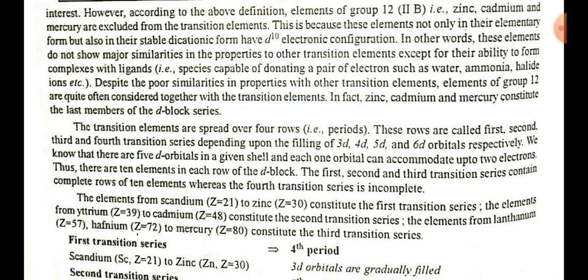We know that there are 5 d orbitals in a given shell, and each orbital can accommodate up to 2 electrons. Thus, there are 10 elements in each row of the d block. The first, second, and third transition series contain complete rows of 10 elements, whereas the fourth transition series is incomplete.